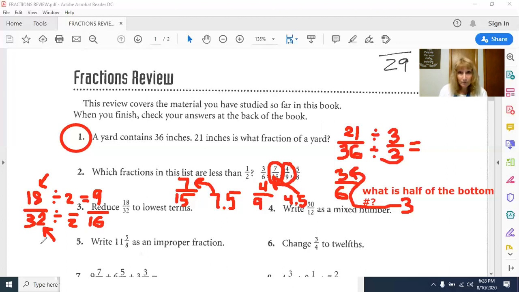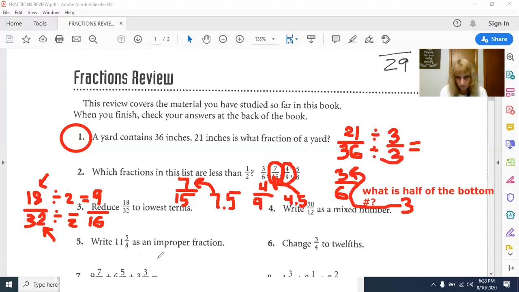So then decide if 9/16 can be reduced further. A hint is if you have an odd number and an even number on your fractions, usually you cannot reduce that further unless 3 will go into both top and bottom. So you can decide that on number 3.